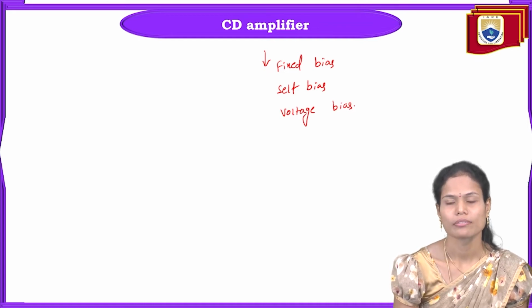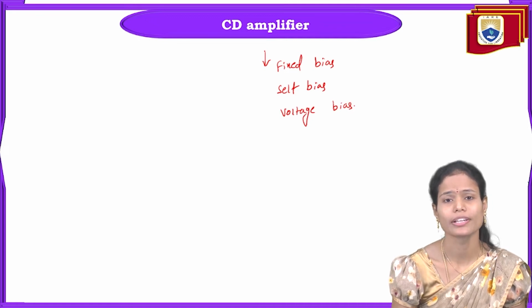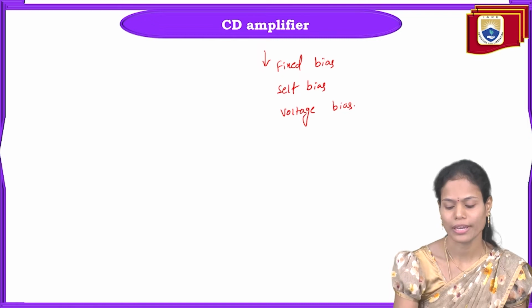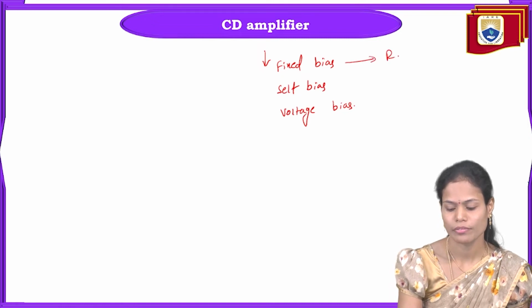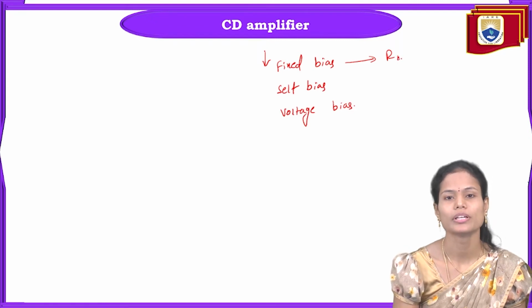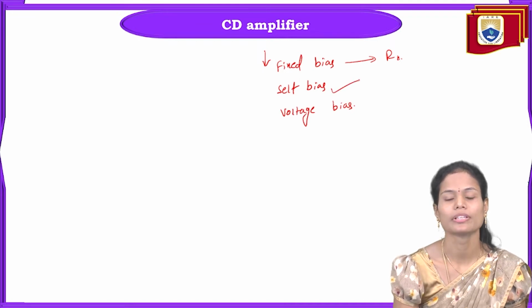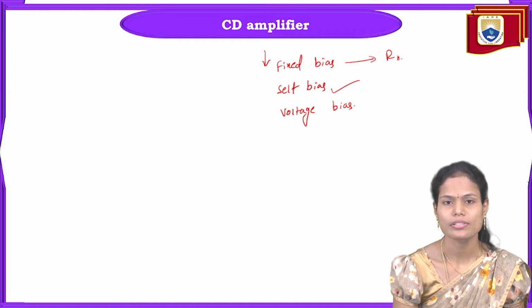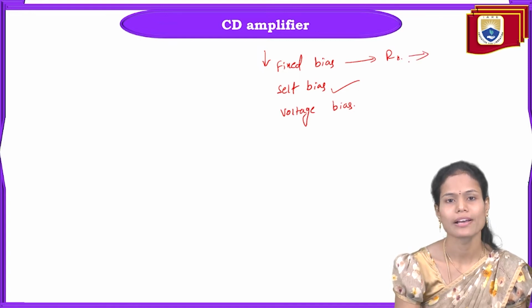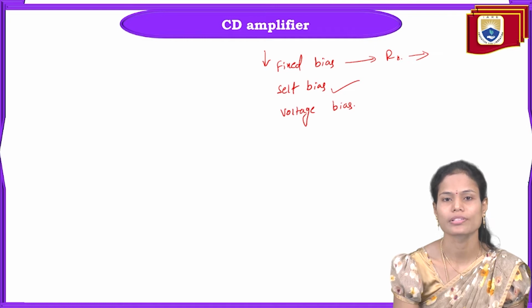In the case of the fixed bias circuit, we utilize a fixed resistance value between the gate and drain terminals to provide the proper biasing. And in the self bias, between the source terminal and ground, we add a resistance. If you add the resistance, there is a variation in the bias voltage. In the fixed bias condition, the stability factor is very high.